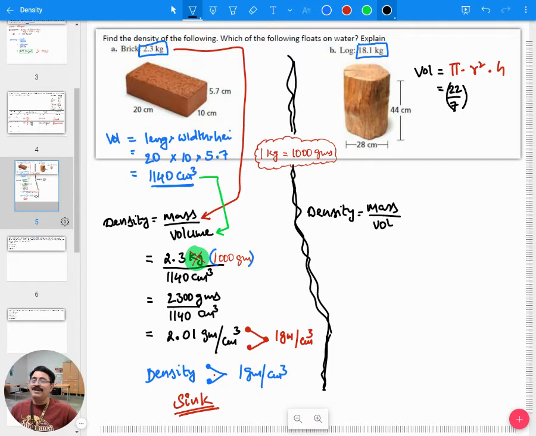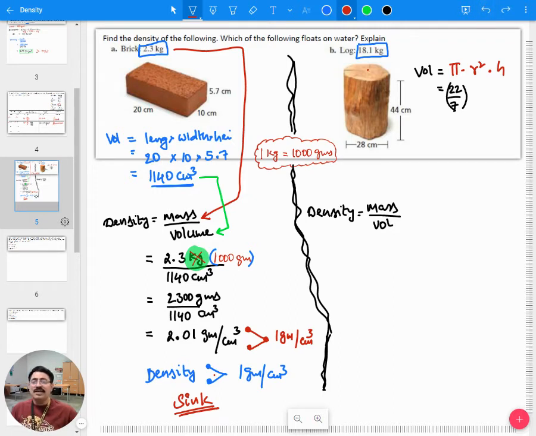Please notice that here edge to edge is given as 28. That is indicating that that's the diameter. I repeat again, edge to edge is given as 28 centimeters. That indicates that this is the diameter of the log of wood, or the diameter of the circle, right?